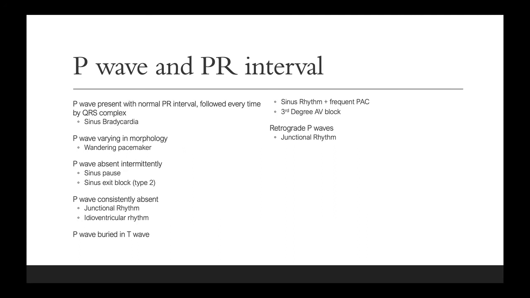We look for retrograde P waves just after the QRS complex on the ST segment. Sometimes we might see retrograde, inverted P waves, and this can happen with junctional rhythms. And as I said earlier, if there's no correlation of the P wave and the QRS complex, and with inconsistent PR intervals, this is a feature of third degree AV block.